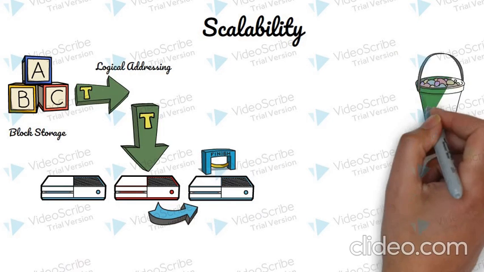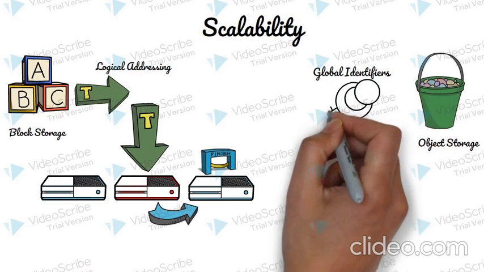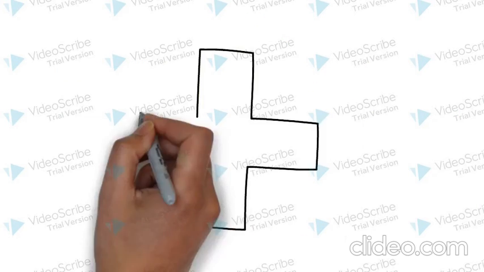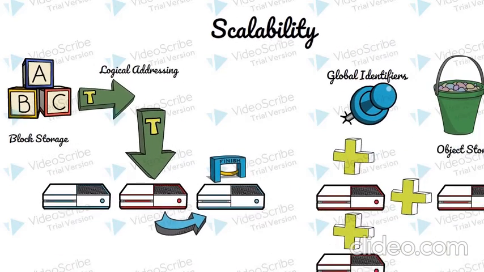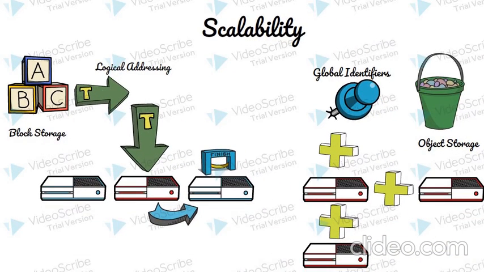Whereas in object storage, every object bucket has a global identifier. So no matter how many servers we add and where we add them, we will always reach the right destination. Therefore, it's easier to scale object storage for certain traffic. For say, something that is breaking the internet.